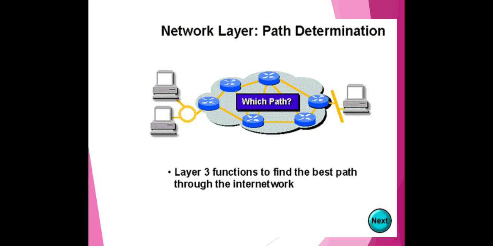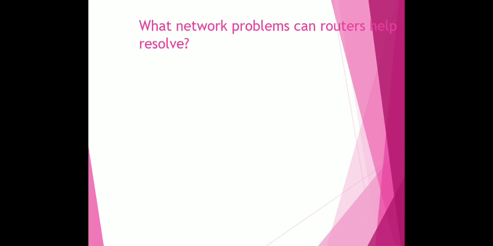Here is an example for routers. It shows the path determination on the network layer. Layer 3 functions to find the best path through the entire network. Here, the computers are connected to the router.